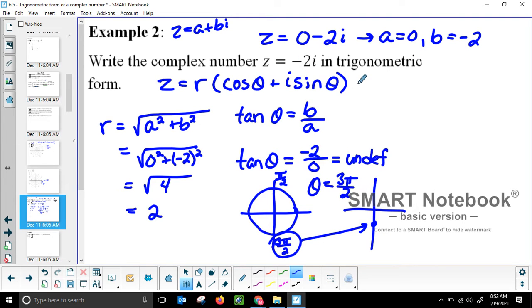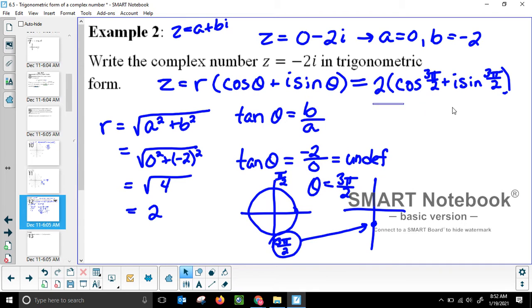So now I can go ahead and write my z in trigonometric form, and that is going to be my r, which is 2, times cosine of theta, which is 3 pi over 2, plus i times the sine of theta, which again is 3 pi over 2. And we're done. That is my answer.